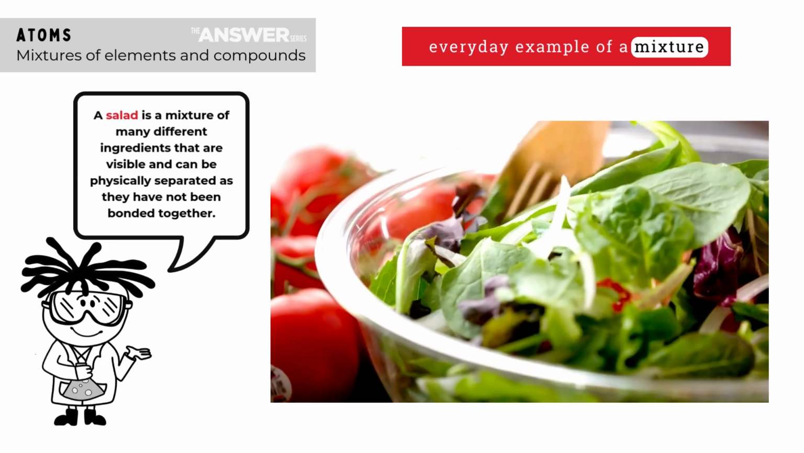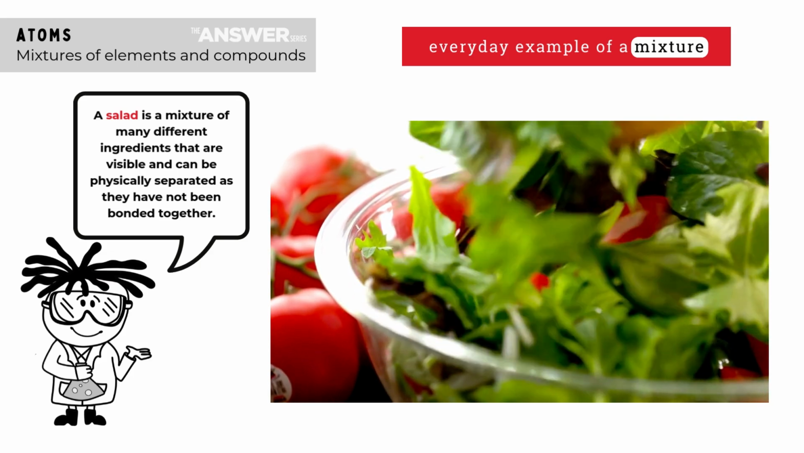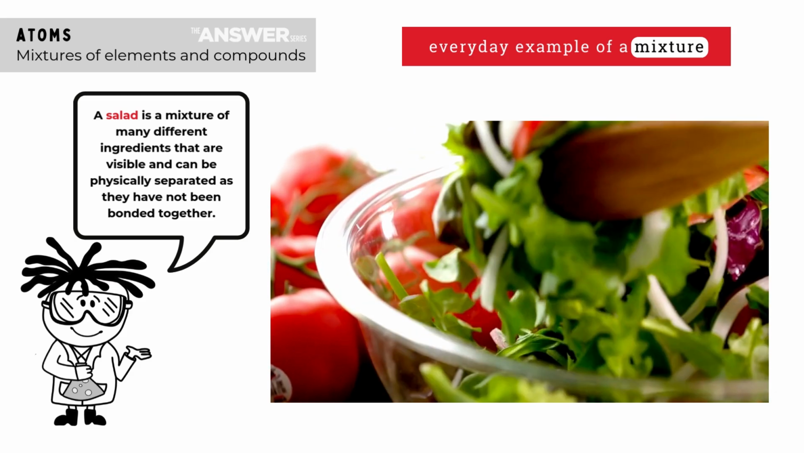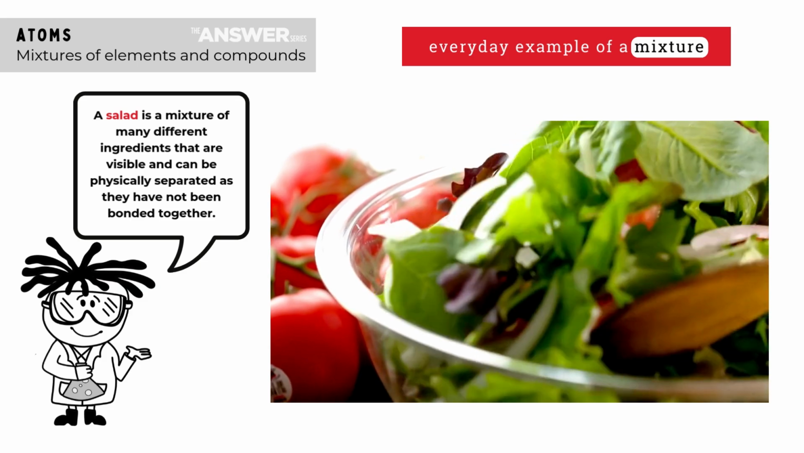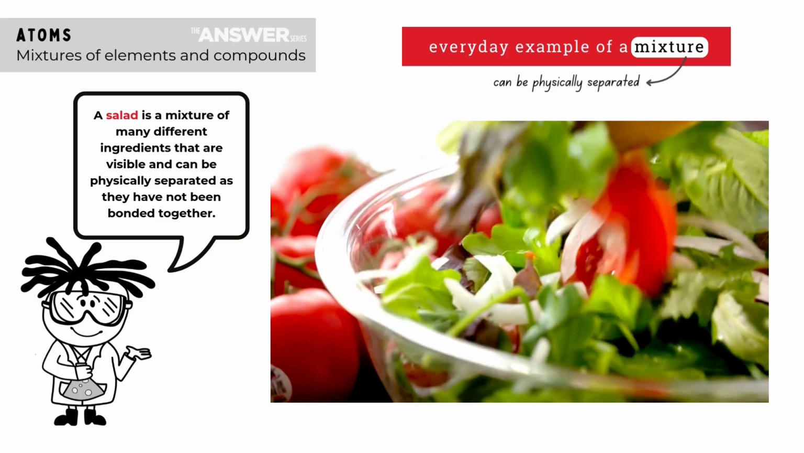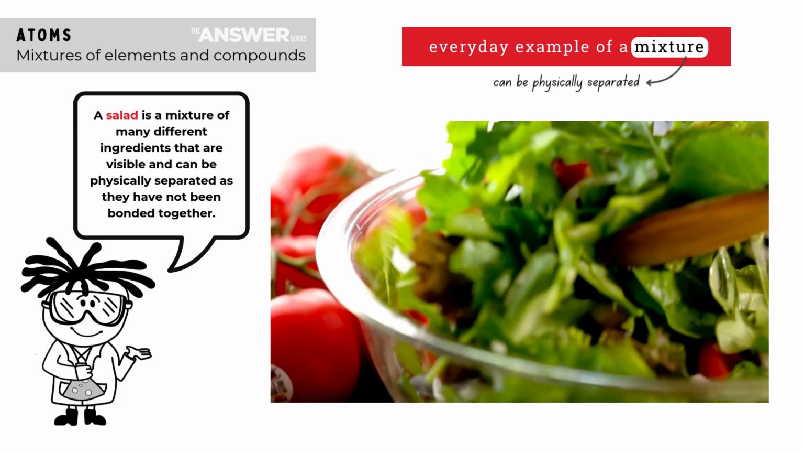A salad is like a mixture because it is a mixture of different ingredients. Lettuce, tomato, cucumber, onions, and peppers, all of these different things in the salad are visible and they can be physically separated from each other at any time because they've not been chemically bonded together by any chemical reaction.